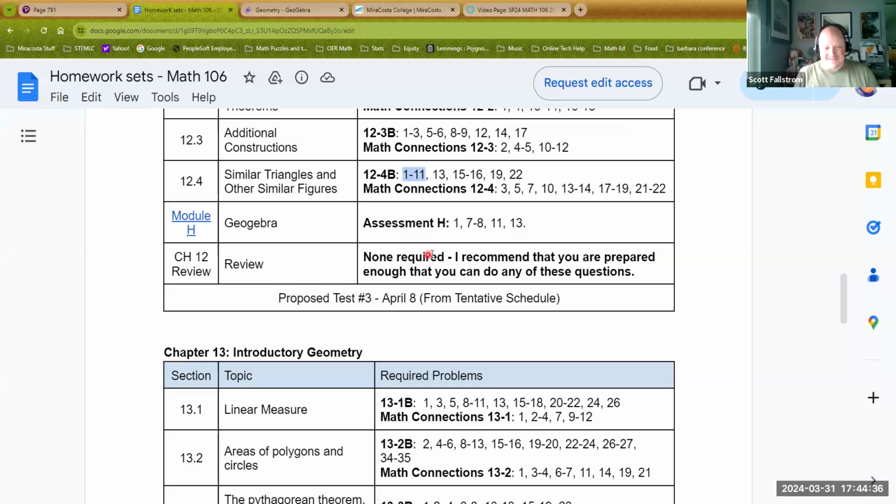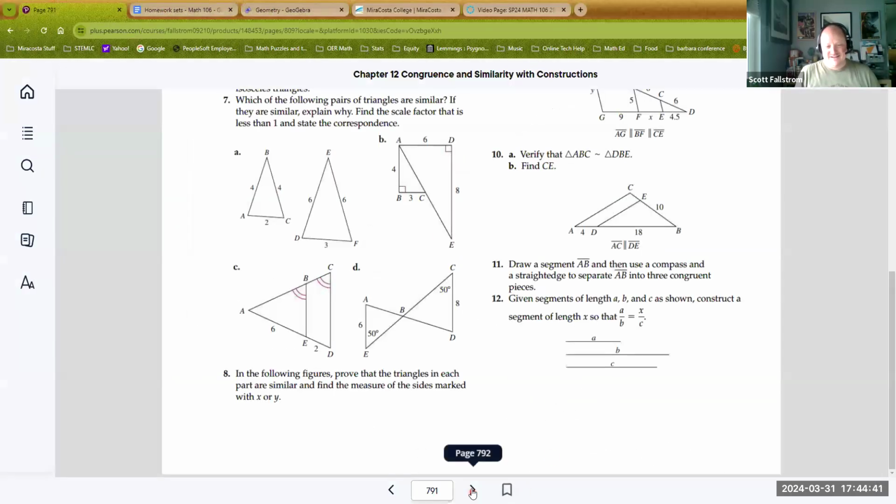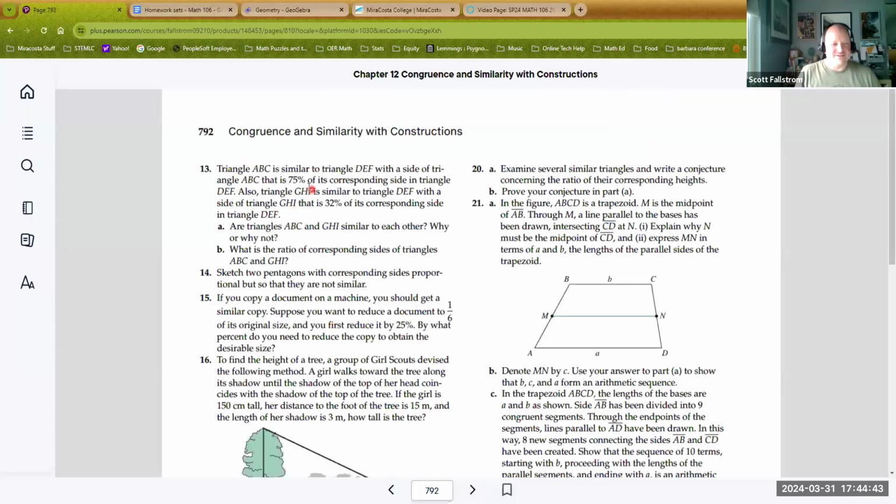All right, let's see. I think I said 1 through 11. Yep, and then 13, 15, and 16. Let's go. Oops, wrong way. 13, 15, and 16. So 13.